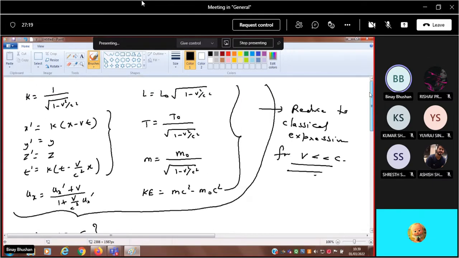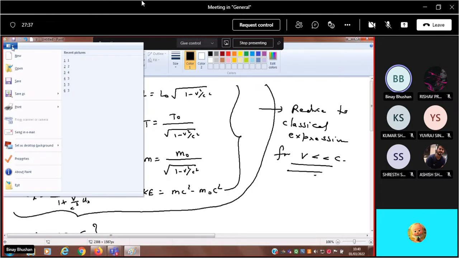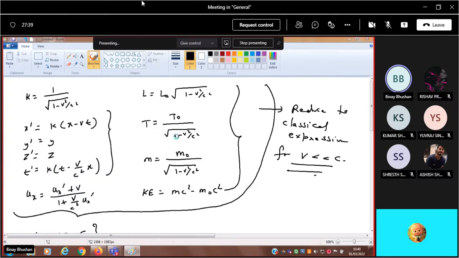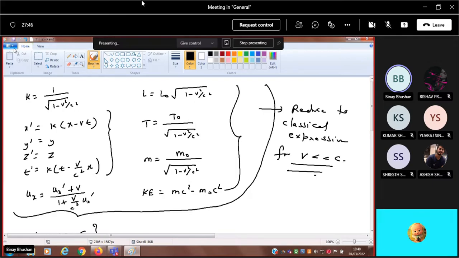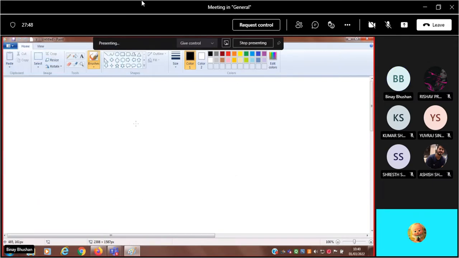Okay, fine. So a very important thing we have understood today is that all the expressions in STR reduce to classical expressions for v less than c. Now related to this, we have another very interesting topic which is not explicitly given in your syllabus, but that has been asked many a number of times, right? वो हम लोग देखते हैं.